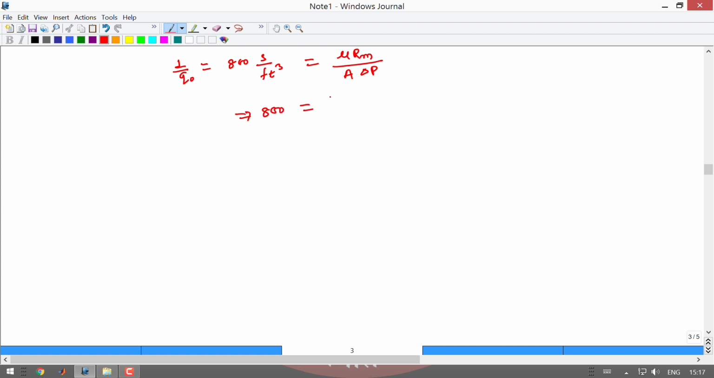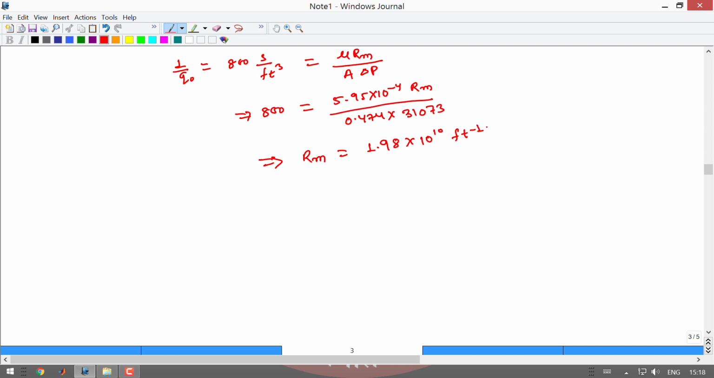800 equal to mu is 5.95 into 10 power minus 4 Rm divided by 0.474 into 31073. So, you will get Rm equal to 1.98 into 10 power 10 foot inverse. This is the first part of the first question. Now, I am coming to the second question.